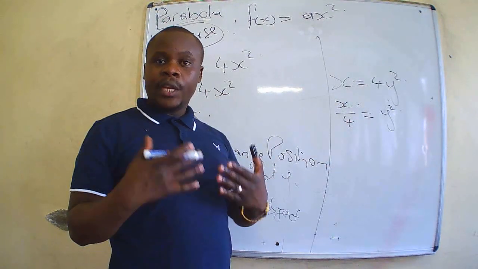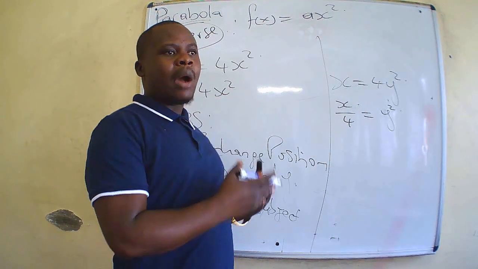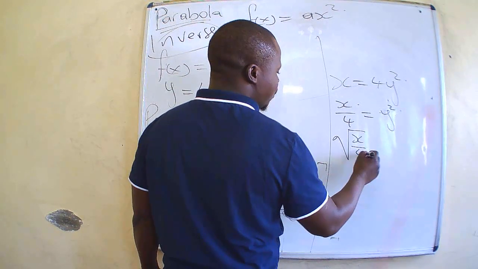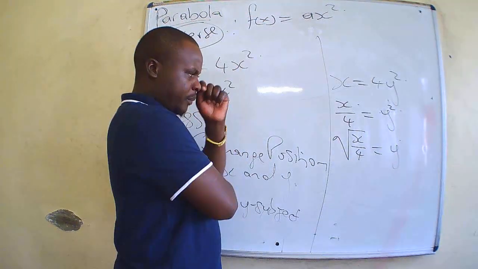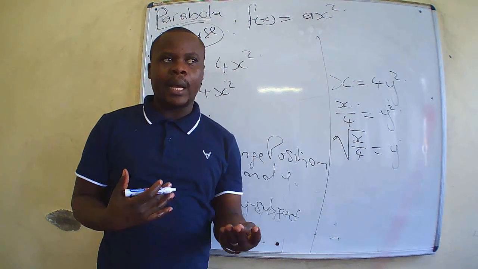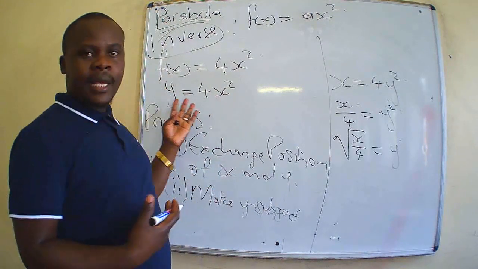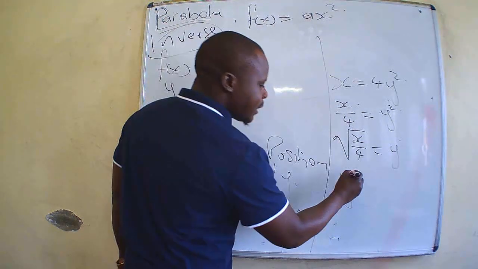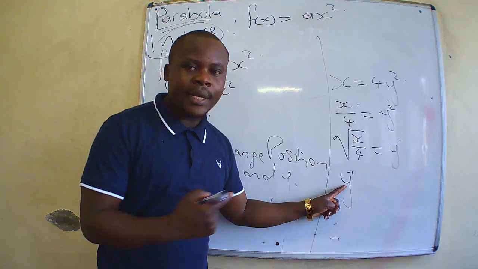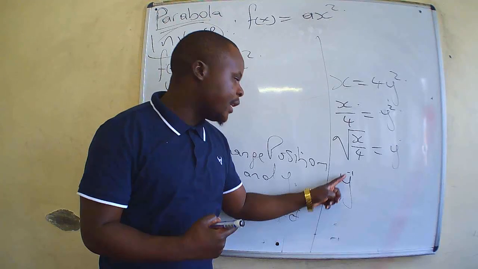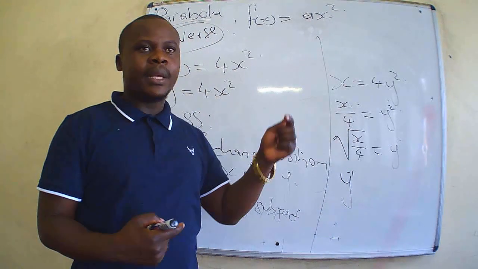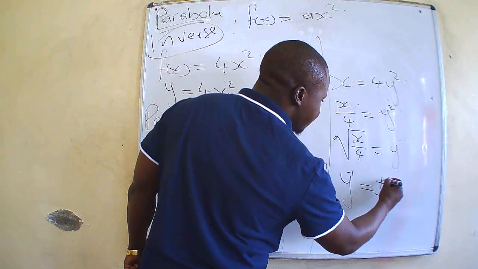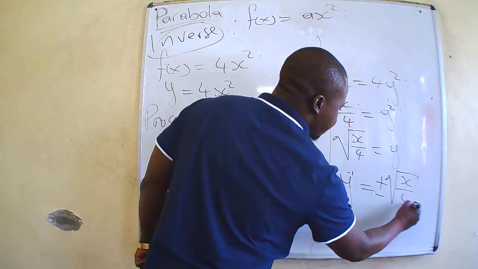Now we need to leave y independent. How do we do that? We're going to introduce a square root on the other side, so the square root of x over 4 is equal to y. But we know a parabola will always have two sides, a positive side and a negative side. So finally we will have y. Conventionally, let's put this minus 1. We read this as y inverse. We don't read this as y exponent negative 1. This is y inverse. Our y inverse is equal to plus or minus the square root of x divided by 4.